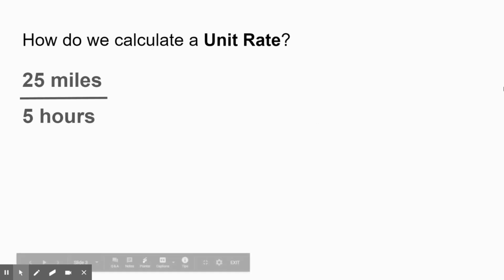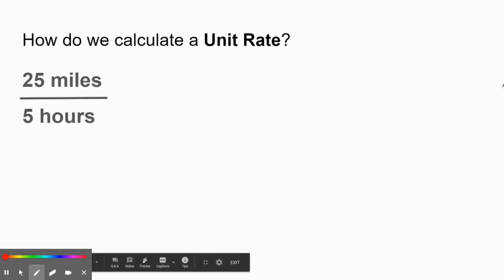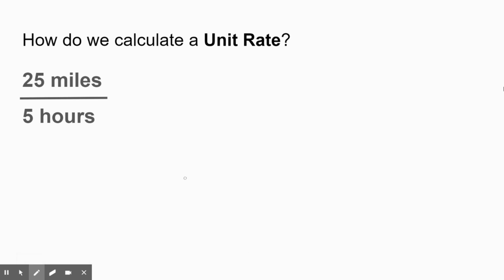So, unit rates. Unit rates are a little bit more interesting and more useful. A unit rate is just a rate that compares something to one of something else. For example, we have this rate, one of the examples: 25 miles to 5 hours. If we were to find a unit rate, we're going to have some number of miles to 1 hour.